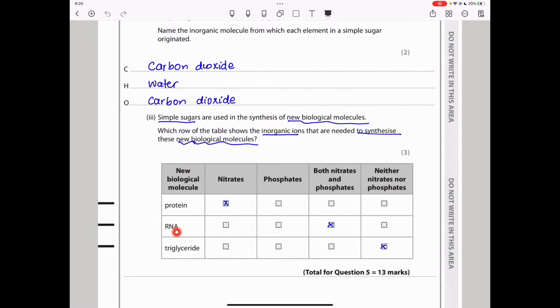Now, RNA should have phosphates as well as nitrates because RNA has those nucleotides, and remember, they have a nitrogen base and they have the phosphates, so they should have phosphates as well as nitrates.